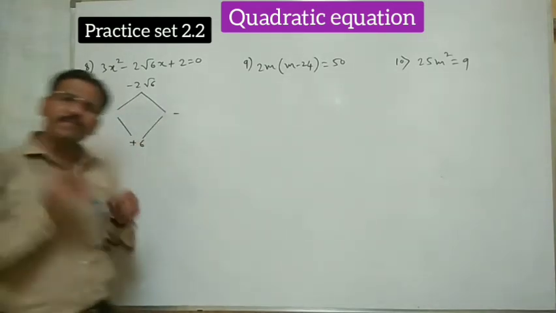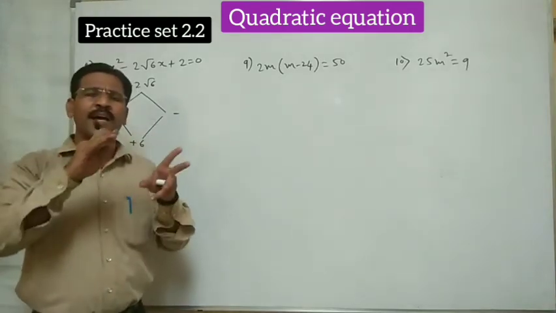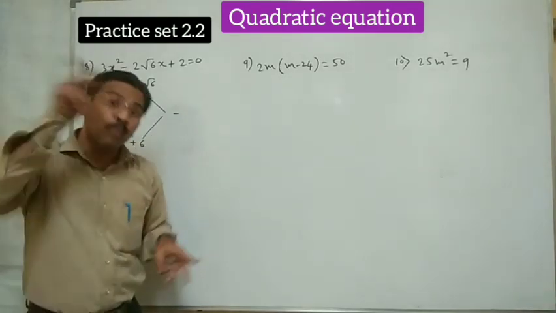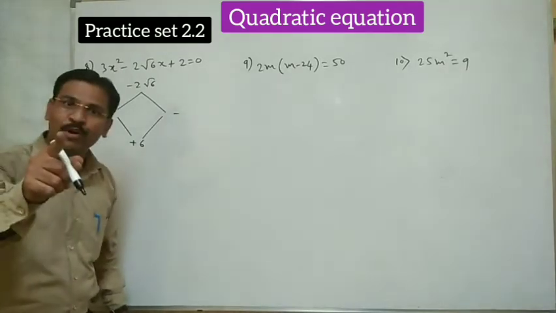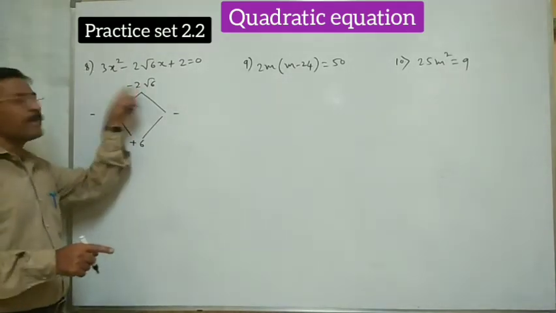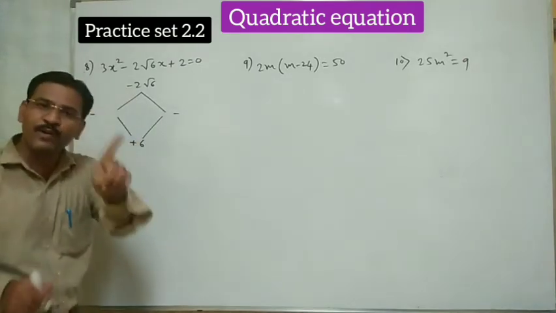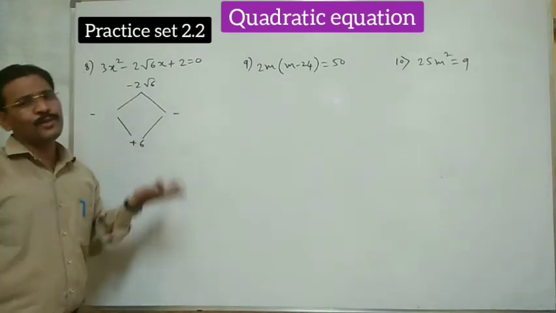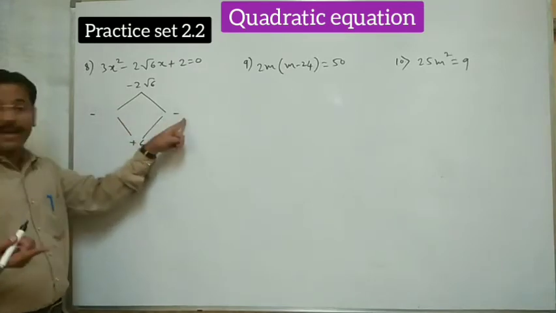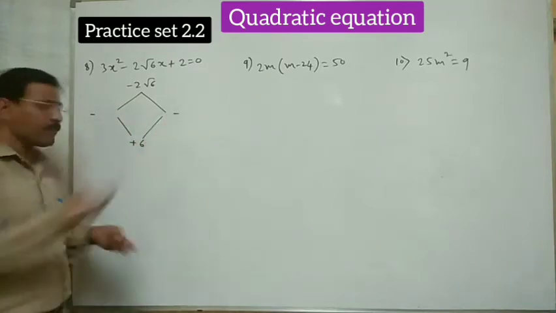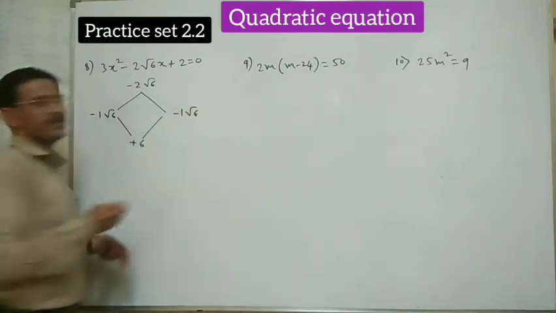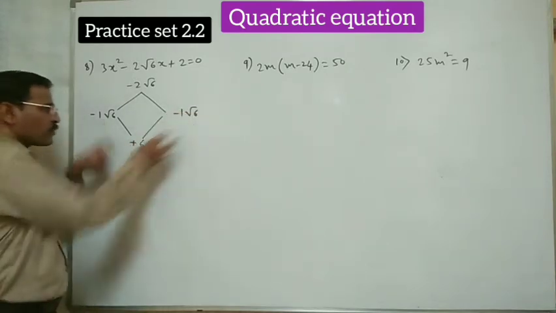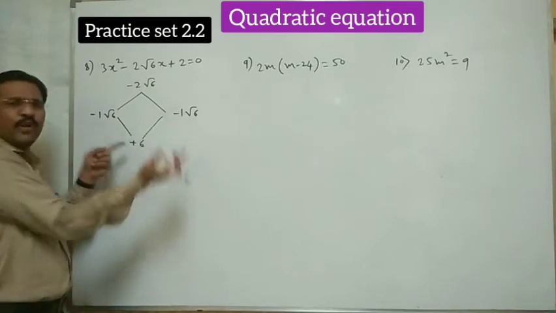6: when it comes to 6, 3 twos are 6, 2 threes are 6, but 1 six also, one more is there: √6 into √6. That is very important, because we need their sum to be what? 2√6 means 1√6 plus 1√6, 2√6. Because both have minus minus, we have to add it. That is 1√6, here also 1√6. Understand? Because √6 times √6 is 6. This one, no need to write.